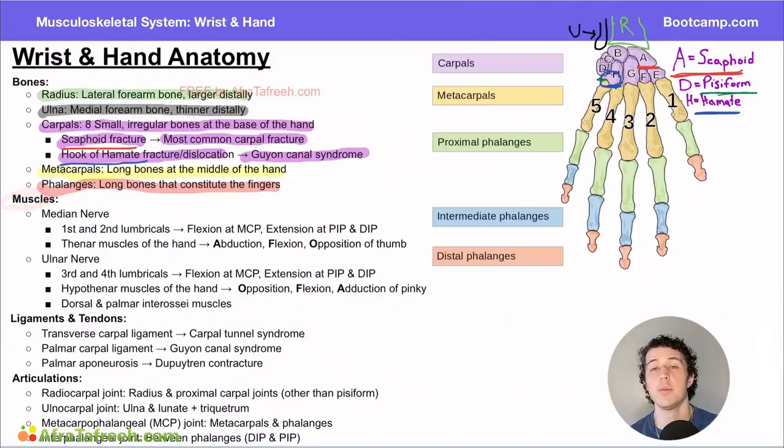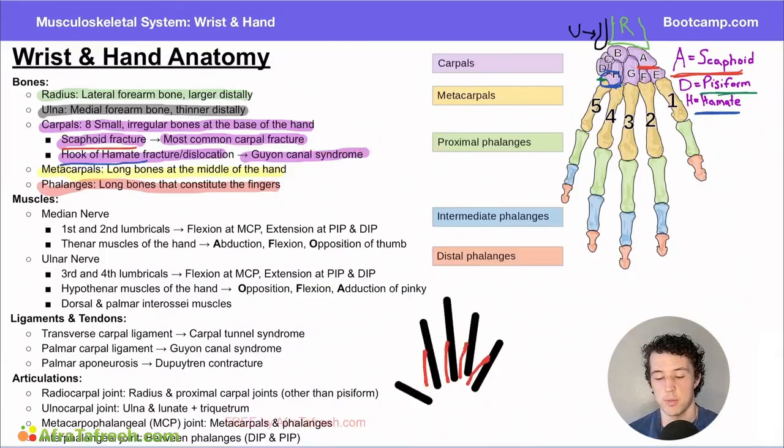So I've split up our muscles here by their innervation, either by the median nerve or by the ulnar nerve. And I think that's important because understanding what muscles are innervated by what nerves is important for understanding things like the distortions of the hand. All right, so let's start off with the median nerve.